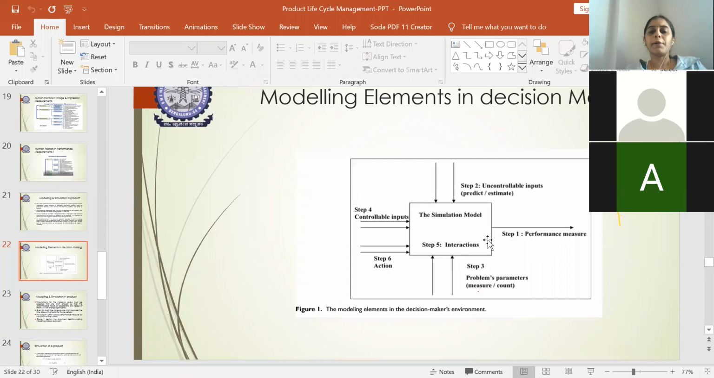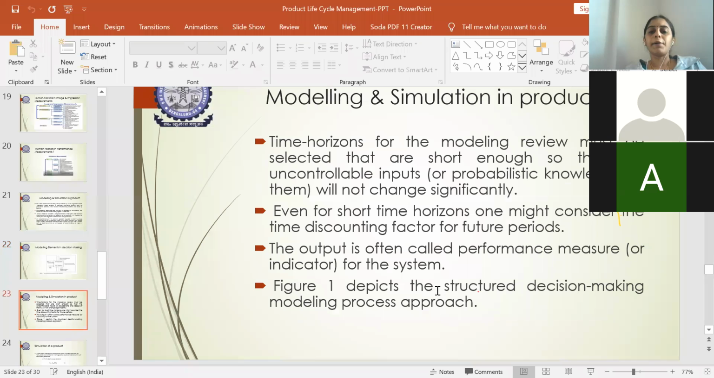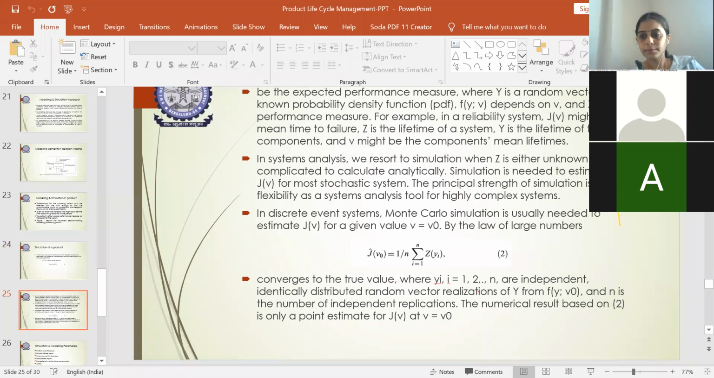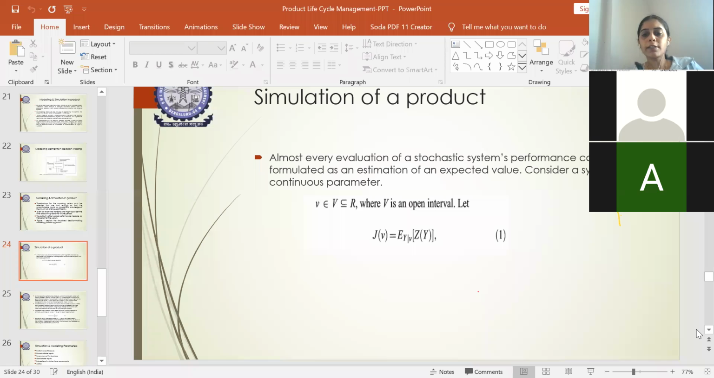You should be able to explain this strategy when they ask you how decision making is done in a modeling system. The same thing has been explained over here. Usually for a simulation of a product, we use an equation, which is always acceptable for a stochastic system performance, where J of nu will be equal to E suffix y of nu into Z of y. That is the equation we usually use for any stochastic system.